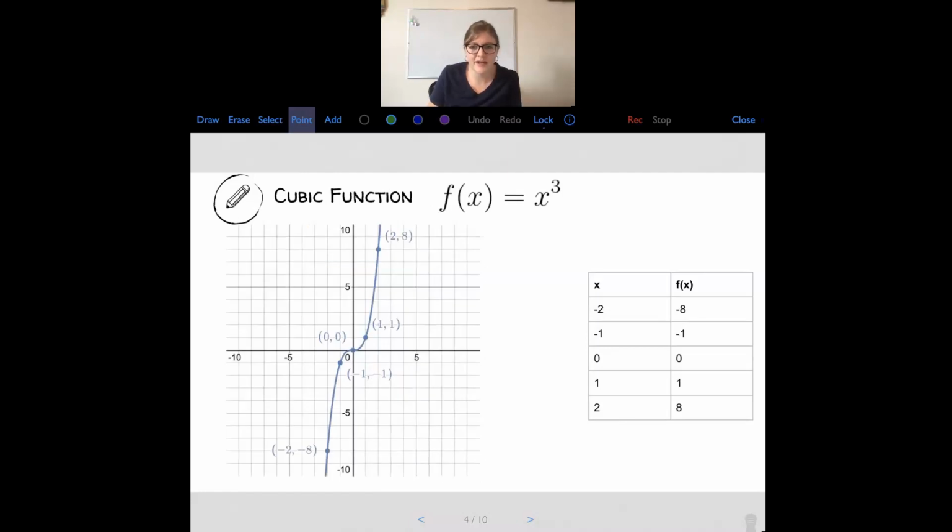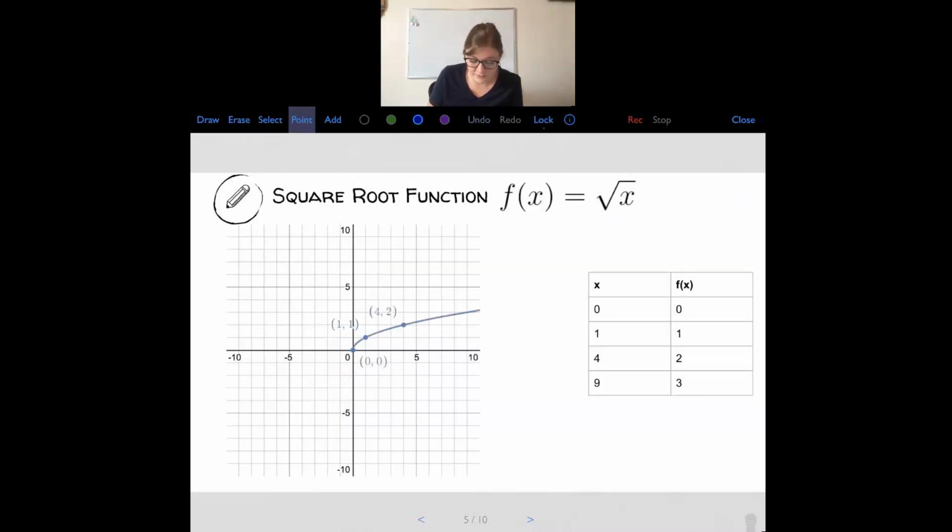Next is the cubic function. This comes in the form of f of x equals x cubed. And so we've got a few points: -2, -8, because if we take -2 to the third power, this means -2 times -2 times -2, which is -8. Okay, we have -1, -1, 0, 0, 1, 1, and 2, 8. Okay, and it forms this path. So this is the graph of a cubic function. And again, I've written out a table of values here as well.